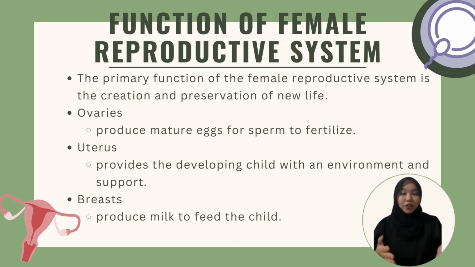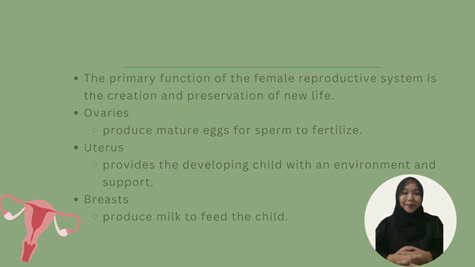The second one is the function of the ovaries. Ovaries are for producing mature eggs, which are then fertilized by the sperm. They also produce and store your eggs, also known as ovum, and produce hormones that regulate your menstrual cycle and pregnancy. The third one is the function of the uterus. The function of the uterus is to provide the environment and support for the developing child. It's also responsible for your menstrual cycle. The fourth one is the function of the breast. The function of the breast is to produce milk to feed the child. In addition, milk for lactation is also produced by the breast.